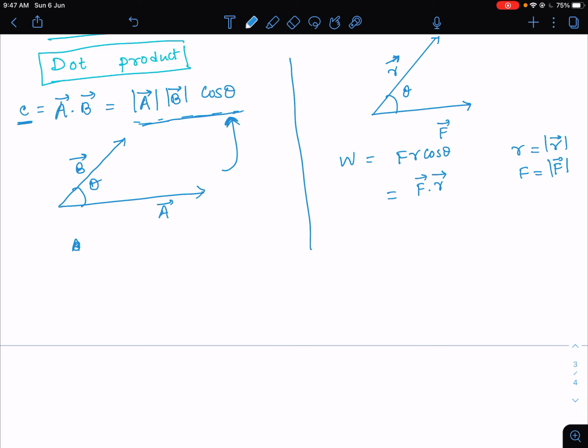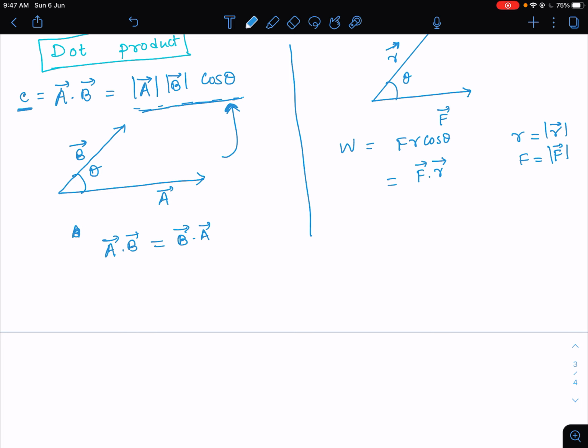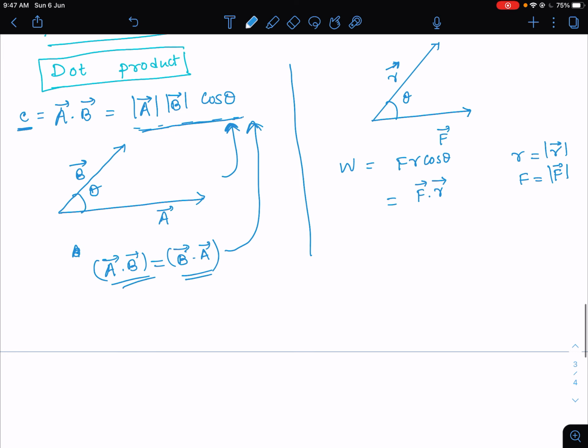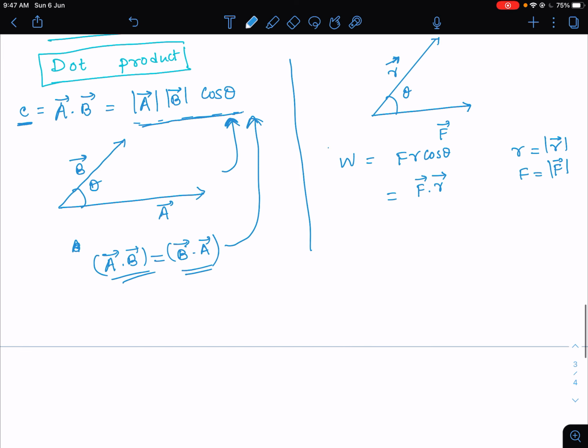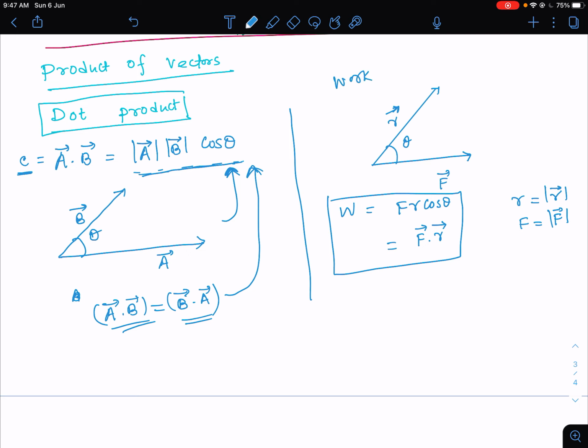Okay, and by the way, the dot product of A and B is the same as the dot product of B and A, which you can easily see from this formula. Since it's just a scalar, it does not matter. So this is one of the applications in physics: work done.